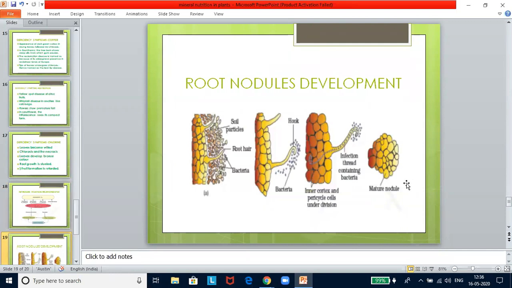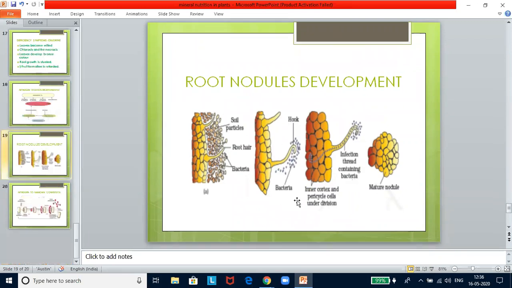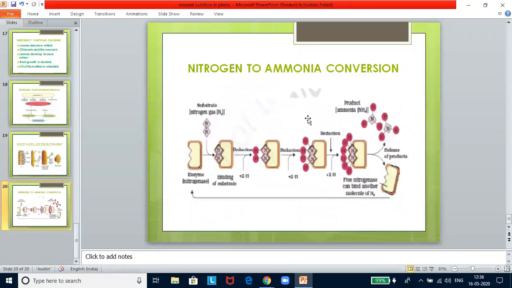This is very important. They might show you some things and ask you to identify A, B, and C. They might ask you to identify what the parts are, or they might just show it without anything and ask you to identify what this process is. So whatever we have spoken now, nitrogen to ammonia conversion, this is how ammonia is formed.